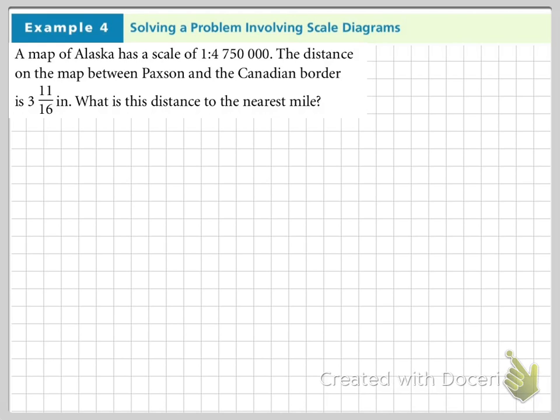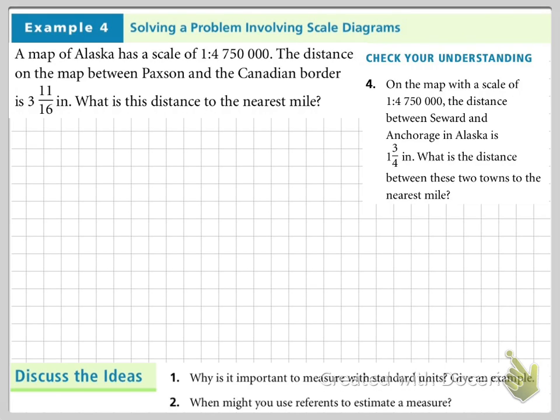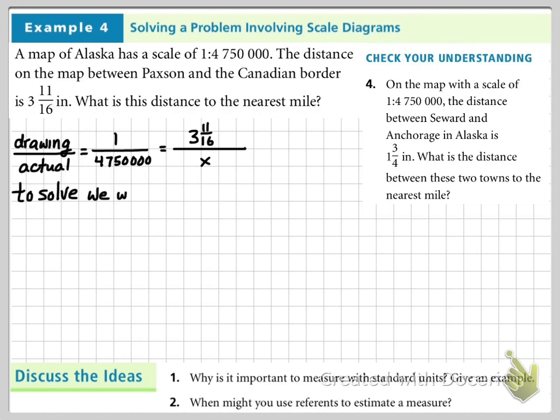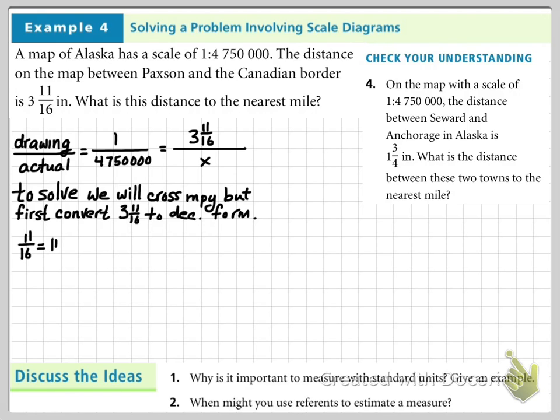Well, we first of all got to figure out how many inches that is. So what we're going to say is that every time we do scale drawings, we're comparing the drawing to the actual length. So the drawing is going to be 1 to 4,750,000. That means 1 inch is the same as 4,750,000 inches. That's 3 and 11/16 compared to x. Now to solve this, we will cross multiply, but first we have to convert 11/16 into decimal form so that we can work with it easier.